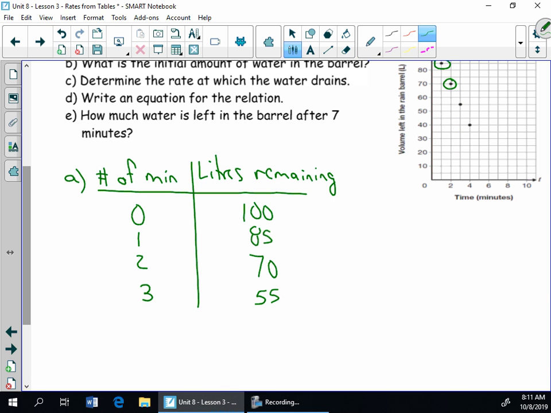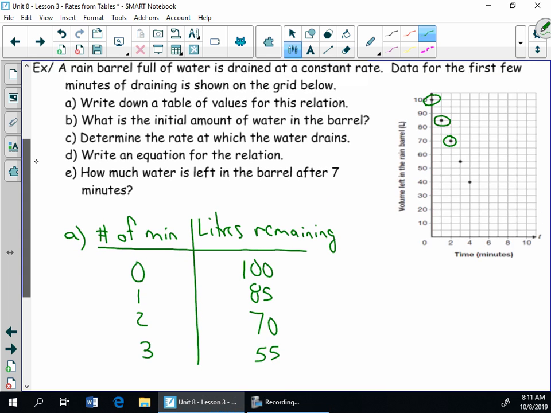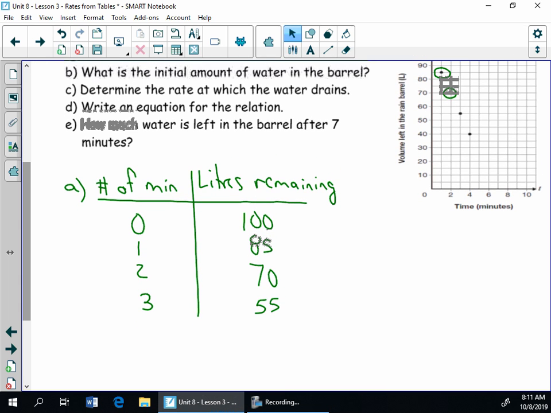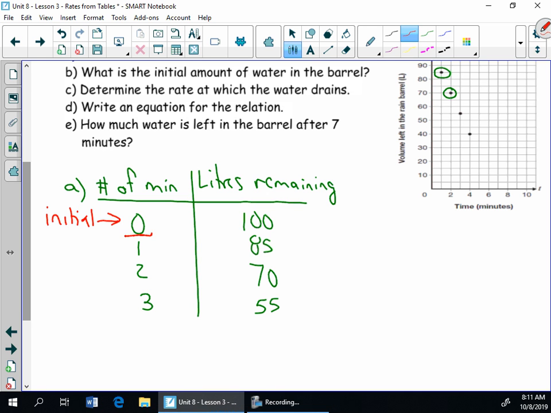Okay, so I've taken information from a graph and put it into a table. What is the initial amount of water in the barrel? My initial amount always happens when the number of minutes is 0. So here's my initial 0. What value do I actually want? This number. This is my initial amount. This is when my initial happens.